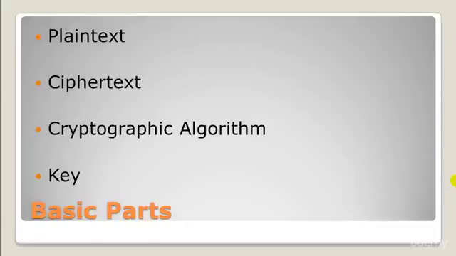After that, we have the final part, that is the key. A mathematical value or formula or process that determines how a plaintext message is encrypted or decrypted. The key is the only way to decipher the scrambled information. And yeah, these are the four parts of cryptography and how it looks.